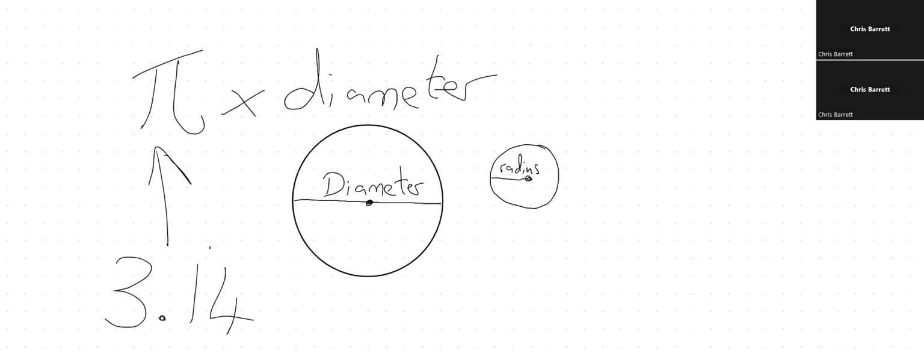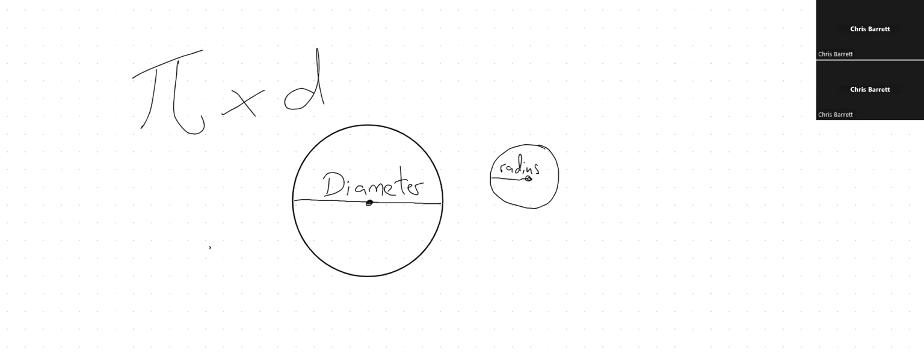Right, so that's what we're going to look at, how we find it. That's the formula, so let's have a look at some examples. If we start with a diameter, we've got our formula, pi multiplied by diameter. If we say this diameter is going to be 5 centimeters, the first thing I would do is write down what the formula is.